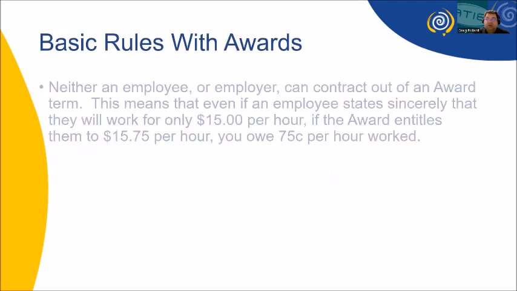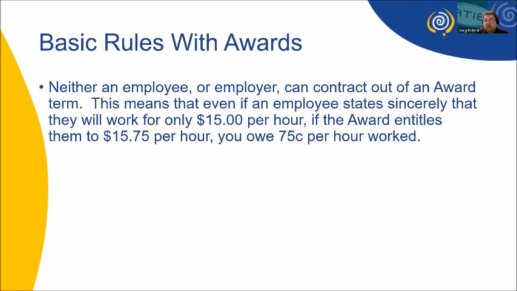So there are some basic rules in awards. You can't contract out of an award condition. So if an employee states, look, I'll work for $15 an hour, I'm desperate for a job, you might need somebody, but you can't really afford the award wage. So they seem willing, okay, fine, I'll pay you $15. You can't do that, because what happens is you are amassing a debt, and that employee can come and collect that debt at any point in the next 7 years. So that debt is with you for a long time.